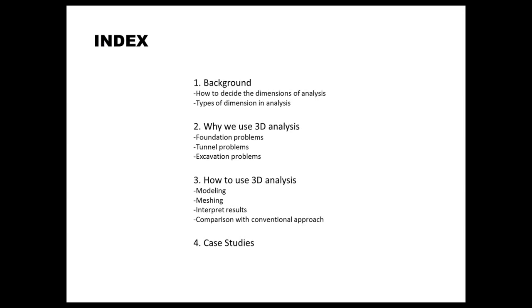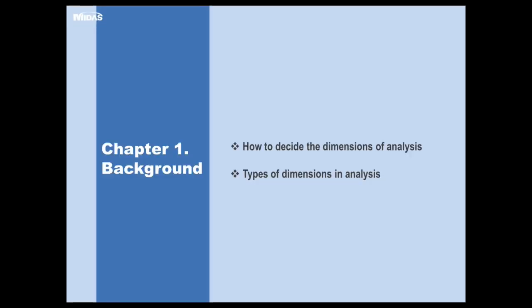Okay, and here's just an overview of how the session will be divided. First we'll have the background. We'll talk about how to decide dimensions of analysis, types of dimensions in the analysis, and then why we use 3D analysis, so specific reasons that 3D analysis is used for particular projects. Next, how to use 3D analysis. We'll discuss the steps that are needed in order to generate an accurate and efficient 3D model. And then last, we'll be going over case studies, so certain projects that were modeled in 3D, the results, and how it was used effectively.